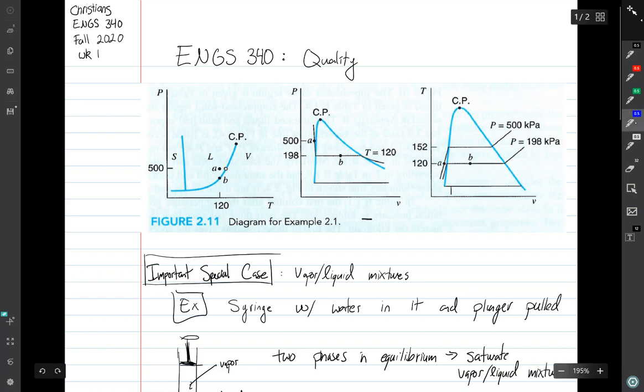We're going to talk right now in this video about a thing that we'll call quality. So what is quality? Well, when we think about the phase diagram, here are three different examples of phase diagrams, right? It's all the same phase diagram, solid, liquid, vapor. They're just three different ways of visualizing it.